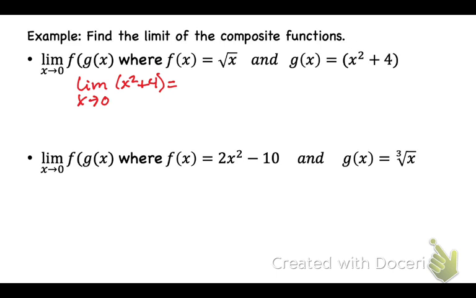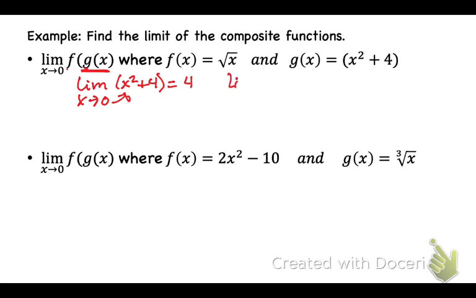Wait, wouldn't you get 4? You just plug in 0. So you get 4. Yes? Where does the square root go? We're not doing that yet because it's f of g of x. So we have to do g of x first. Oh. Okay, so we get 4.